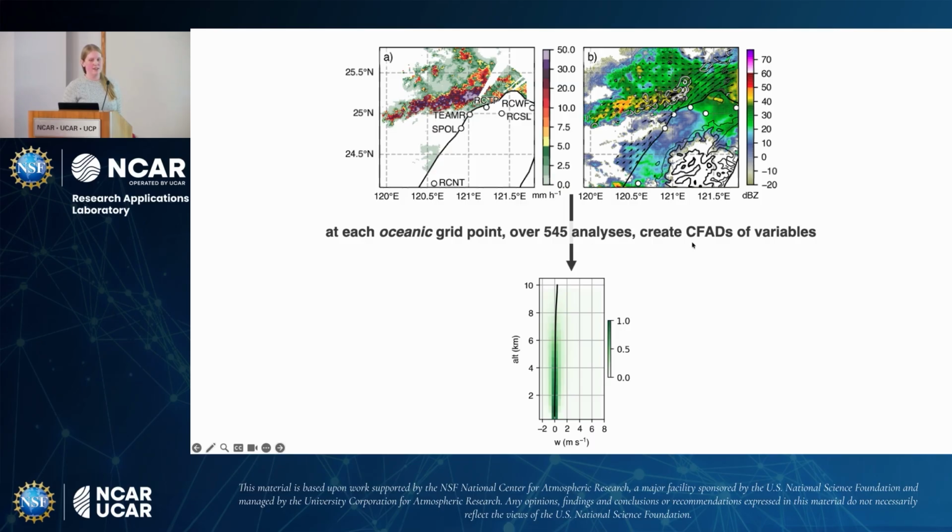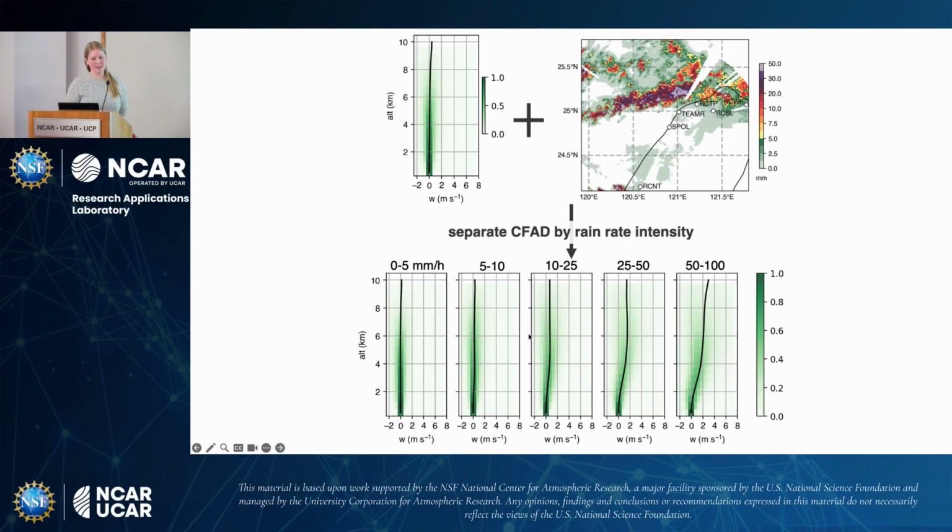create CFADs. CFAD is basically a fancy term for a two-dimensional histogram of whatever your meteorological variable is on the x-axis and then altitude on the y-axis. It's basically just a 2D histogram of, in this case, W, and how it varies with height. And then the black line here shows the mean. Similar to the last section, we can separate CFADs based on rain rate intensity. So that's done here from, again, those same 0 to 5 up to 50 to 100 millimeter bins. So you can see how the CFADs change, shifting towards a more positive ascent as we move towards heavier rainfall.